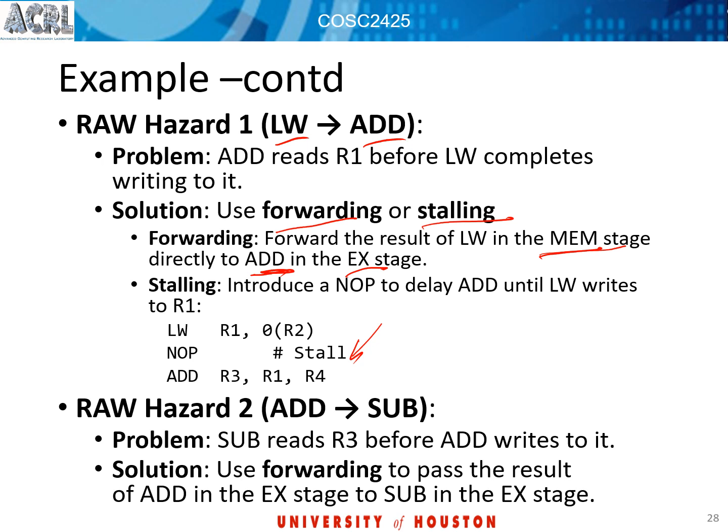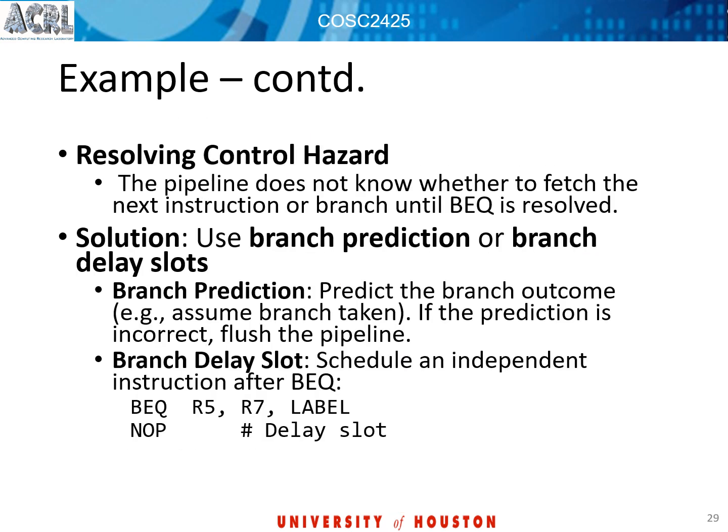The second hazard between the add and sub in R3, this particular one you can do forwarding as well, and what you have is add during the execution stage can forward to sub in the execution stage in the next cycle, and so that would fix the problem.